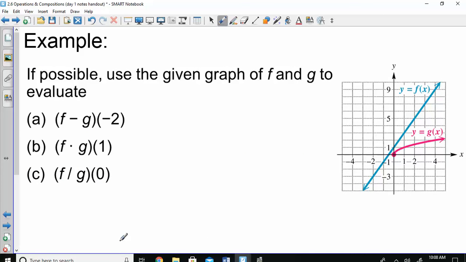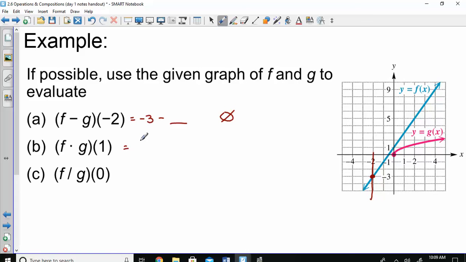So let's look at this one. Here, f is the blue one, pink is my g. So f minus g of negative 2. At negative 2, we're right here. F has a y value of negative 3. Minus, does g exist at negative 2? No. So what does that tell me about the whole thing? No solution. If there is no point on the graph, it's no solution.